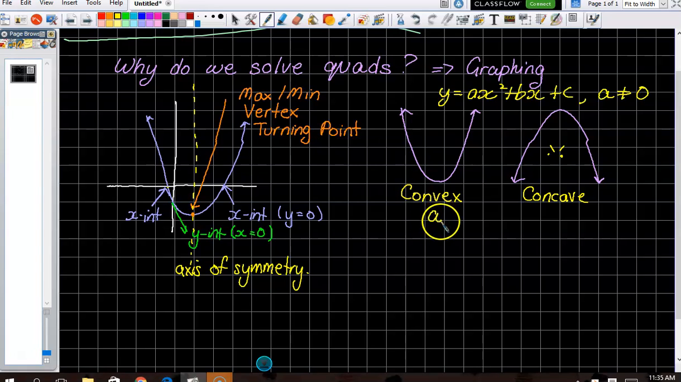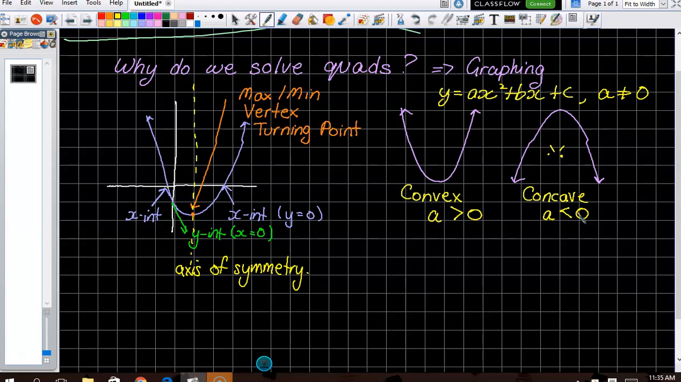Now when a is greater than 0, so we're starting to use maths language and notation, that's when it's convex. When a is less than 0, it is concave.